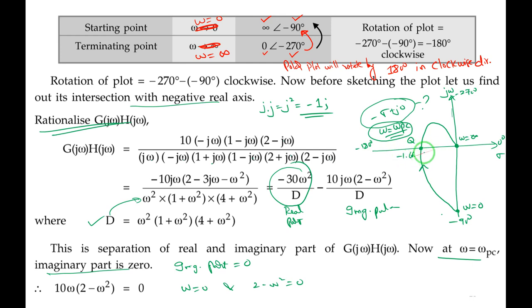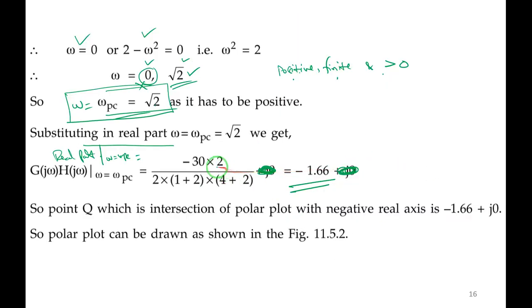Then what about the critical point? Minus 1.66 means the critical point, minus 1 plus j0, will come inside. The polar plot is enclosing this critical point, so the system is unstable. This is one way of telling. Or else we can find the gain margin. We know how to find the gain margin, and we'll see that next. I hope you are getting what I have told.